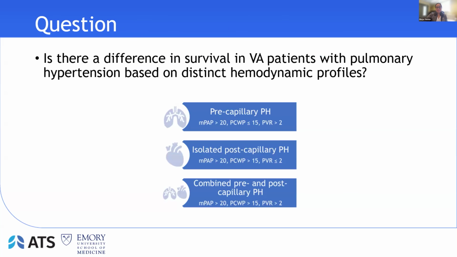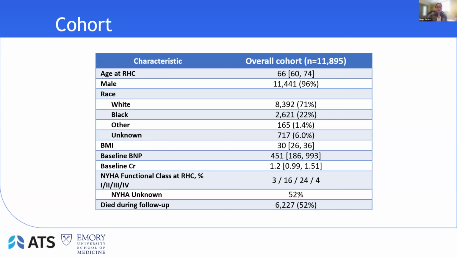Given this updated classification system, the question that our group set out to answer with this project was whether there was a significant difference in survival in VA patients with pulmonary hypertension based on their distinct hemodynamic profiles as defined by the 2022 guideline. So we started with the initial cohort described in Dr. Trammell's 2019 paper. All of these patients, remember, had a presumptive diagnosis of PH based on ICD-9 codes.